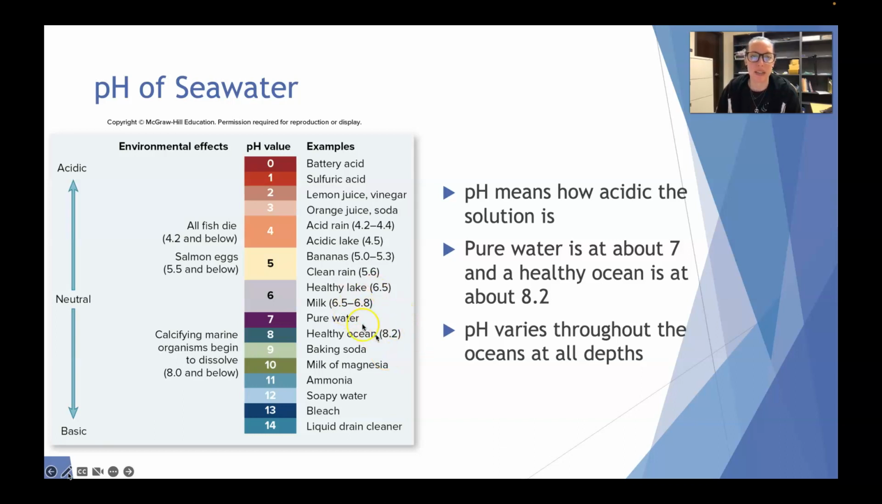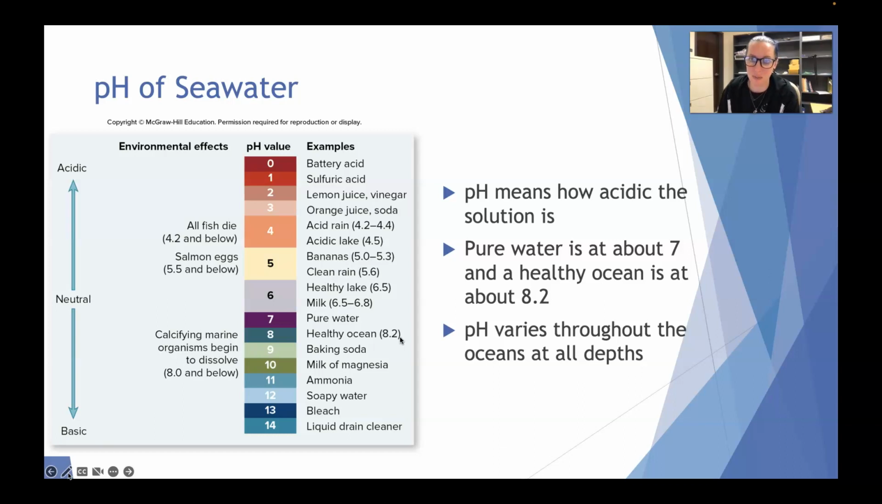So you may see this and you're like, okay, pure water is 7, a healthy ocean is 8.2. So making a point or 2 points different, how can that alter the entire chemistry of seawater, and why can that be a problem?